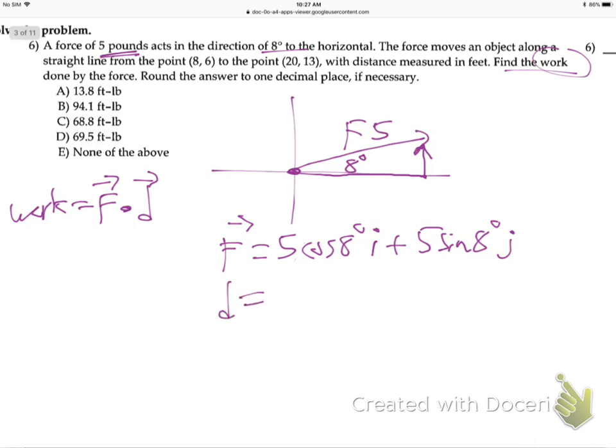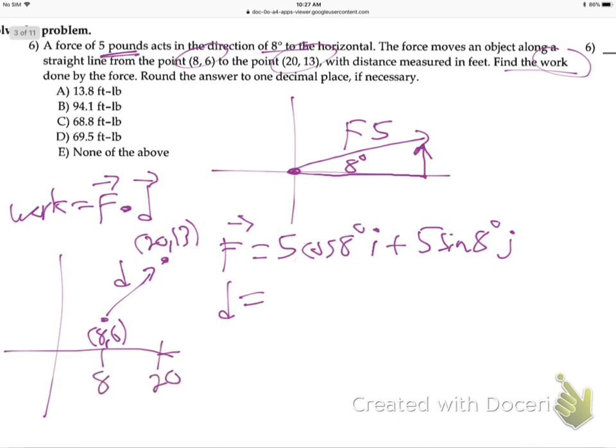What's the distance vector? Well, it's going from (8, 6) to (20, 13). You can put that on a graph if you want. There's a point over 8, up 6, and some other point over 20, up 13. So you've got to find the distance vector that takes you from (8, 6) to (20, 13). It goes from over 8 to over 20, and from up 6 to up 13. Everybody seeing that? So what's the sideways component? That's 12 to the right, and this is up 7. Over 12, up 7. So it's 12i plus 7j.